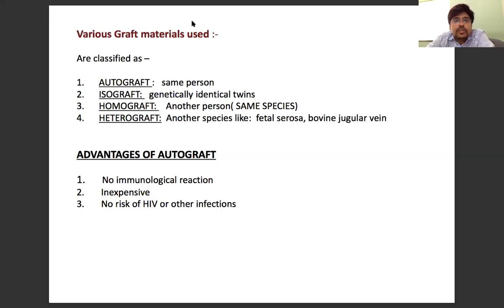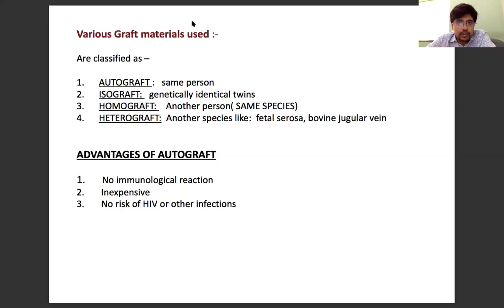If we use iso or homo, there can be chances of immunological reaction, graft rejection, and there can be risk of HIV or other infection. So we stick to autograft. In the same incision, we try to do it, or through a small incision, another incision we can harvest.